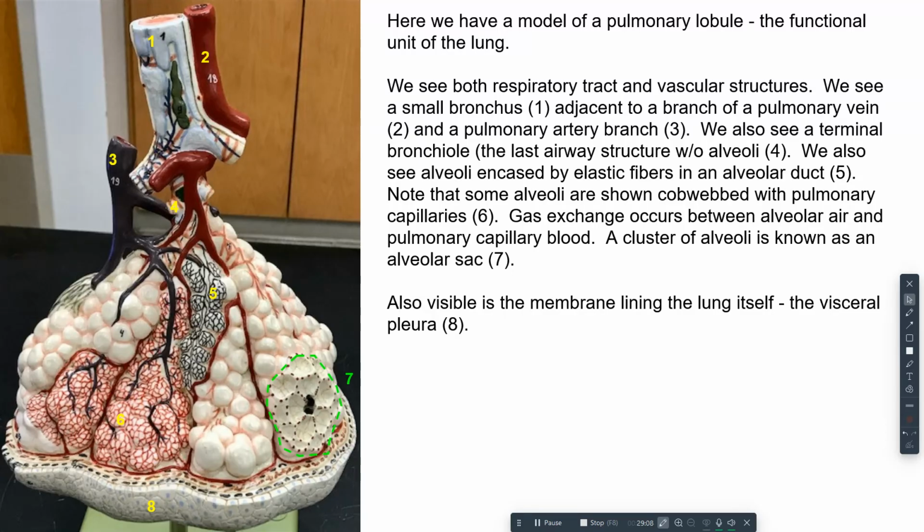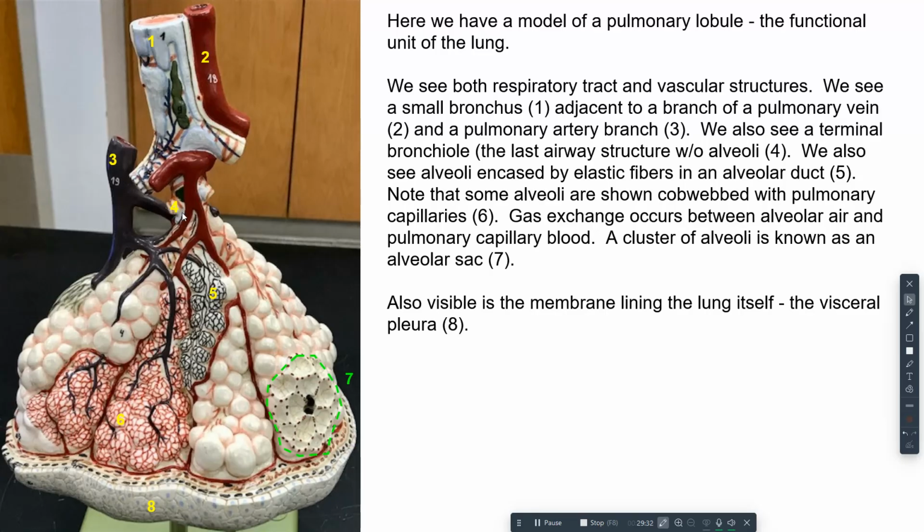And I've got blood vessels here plus respiratory structures. This number 1 up here is a small bronchus. It's still got some cartilage to help give it support. It's next to a branch of the pulmonary vein. I've got a neighboring pulmonary artery branch as well. This little guy sticking out right here is what's called a terminal bronchiole.